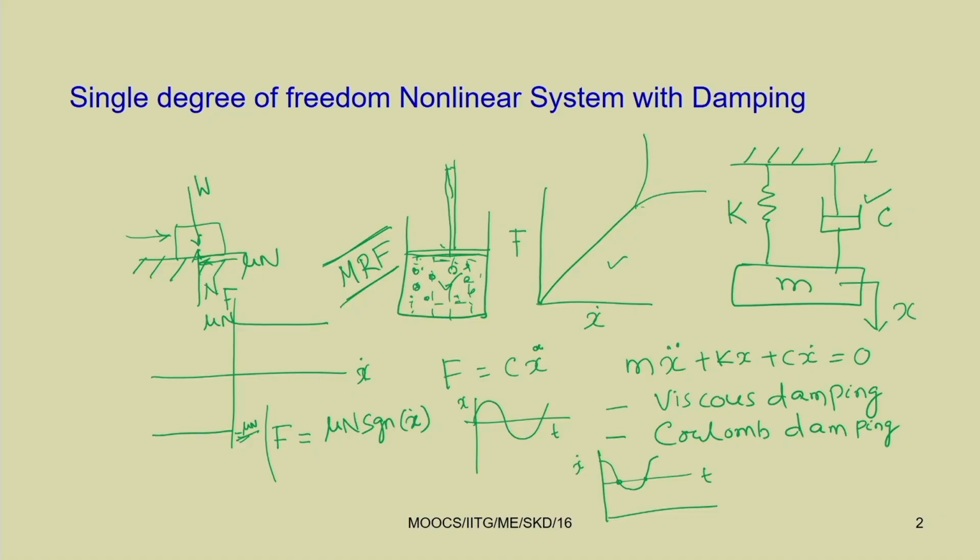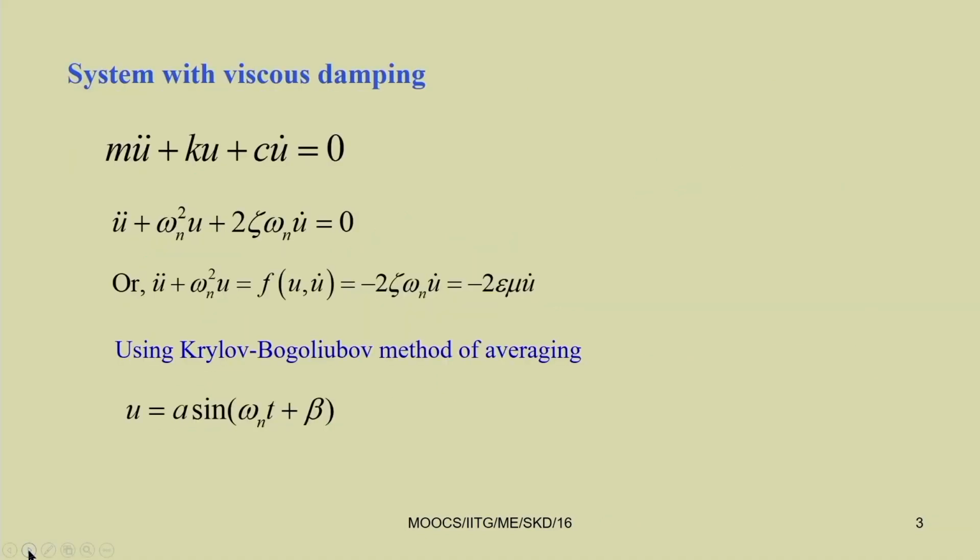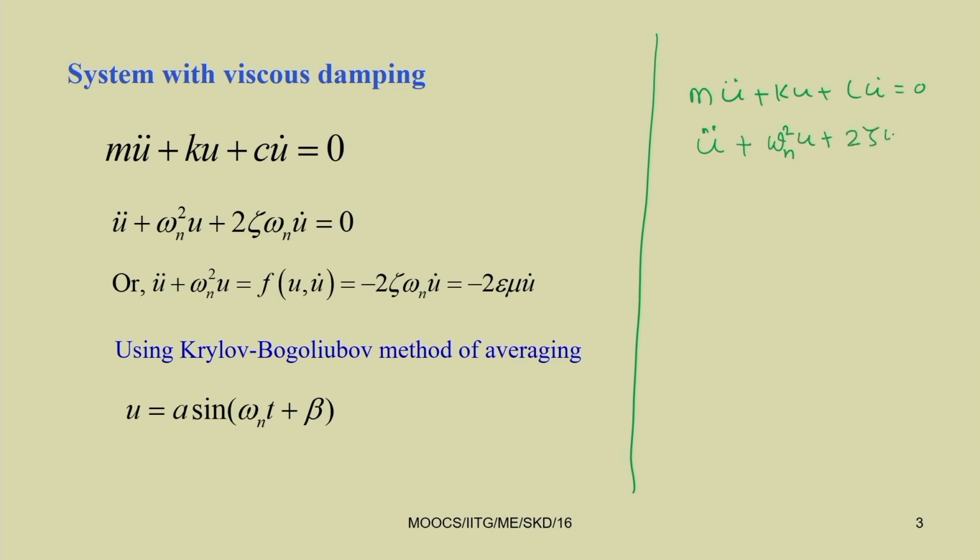Let us now see the analysis of a system. Let us start with a simple linear system with this damping. In this case you are already familiar with the solution. If your system is m u double dot plus c u dot plus k u equal to 0, now by dividing by m, you can write this equation as u double dot plus c by m, that is 2 zeta omega n, u dot plus k by m, which is nothing but omega n square, u, equal to 0.